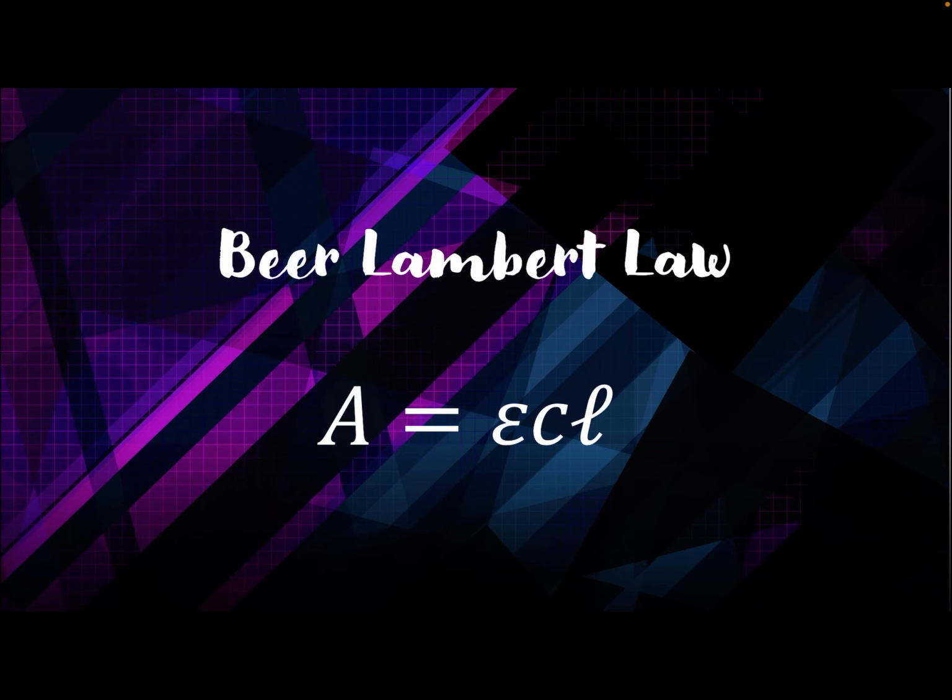The Beer-Lambert law states that the absorbance of a substance is proportional to the path length through which the sample travels and the concentration of the absorbing species. It can be summarized using the equation A equals epsilon Cl, where A is the absorbance, epsilon is the molar absorption coefficient, C is molar concentration, and L is the optical path length.